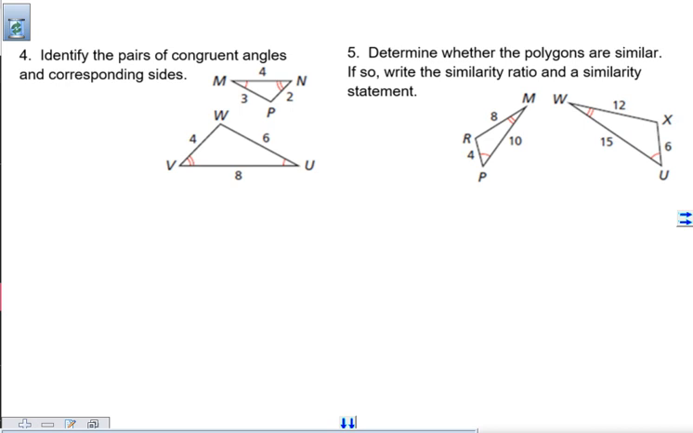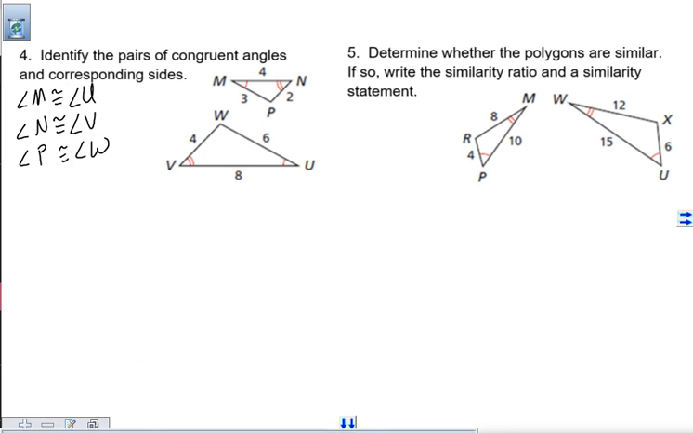Okay, then our next one, we want to identify the pairs of congruent angles and corresponding parts. So first off, we need our congruent angles. So which angles are congruent? Angle M is congruent to angle U, because those are marked. Angle N is congruent to angle V, again, because those are marked. And what's our last set of angles? Angle P is congruent to angle W because of the third angle theorem.